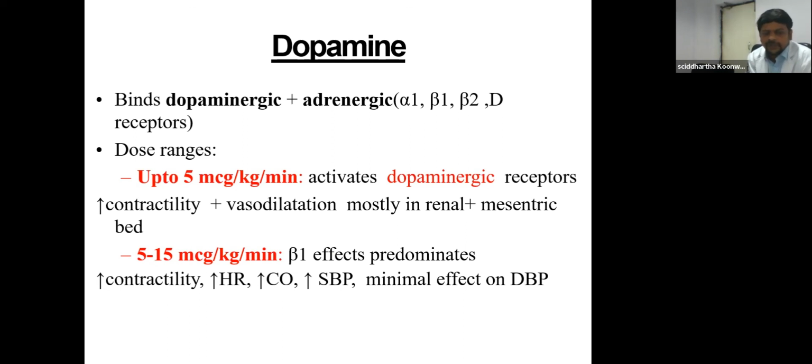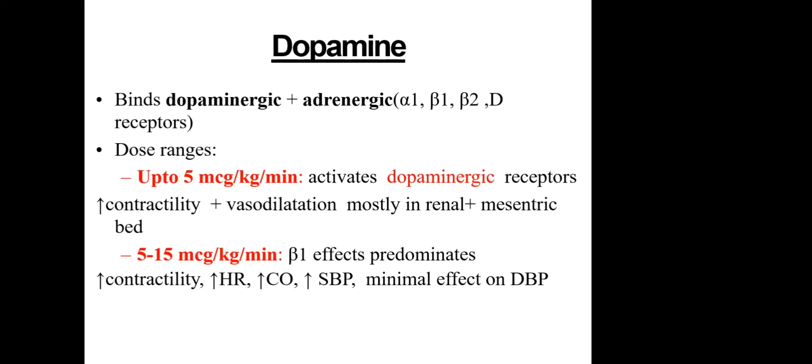At doses 5 to 15 microgram per kg per minute, the beta 1 effect predominates, which ultimately leads to increased cardiac contractility.